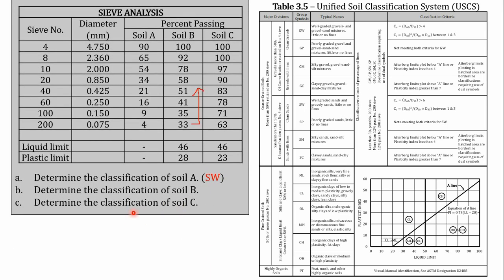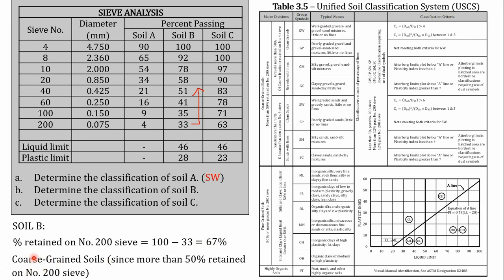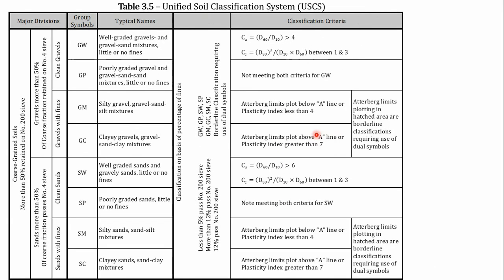Let's go back to soil B, class. So therefore, our percent retained is 67%. So therefore, class, our soil is a coarse-grained soil, since more than 50% is retained on number 200 sieve. So therefore, we look here, class. Let me zoom in, class, so we can see clearly. In coarse-grained soil, it is composed of two subcategories. First is gravel and second is sand. This is the gravel class.